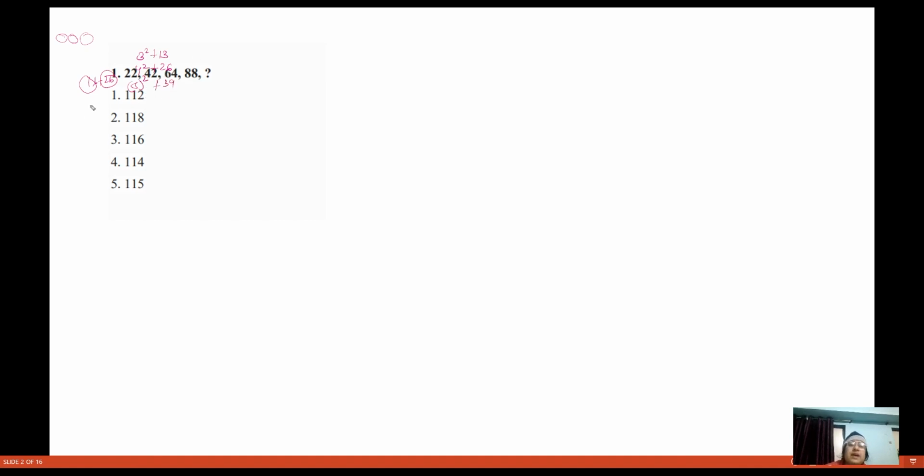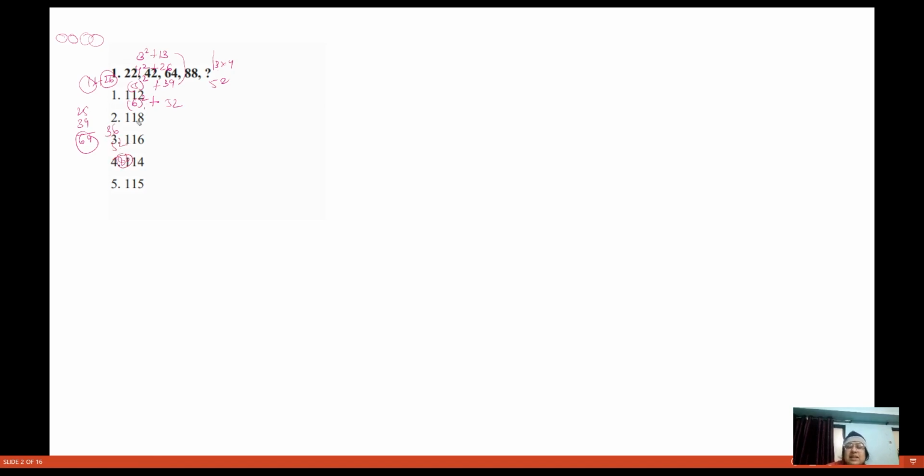Okay, 64, 5 square is 25 and 13 into 3 is 39. So this is 64, and this 88 can be written as 6 square plus how much? 13 into 4. 3 fours are 12 and you have this 52. And what is 6 square? That is 36. So 36 plus 52 is 88.